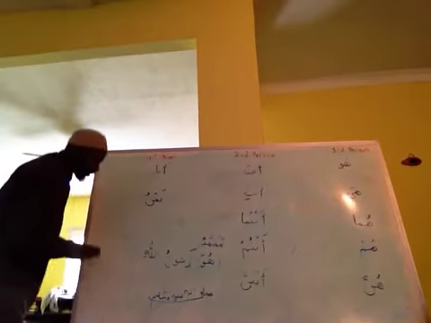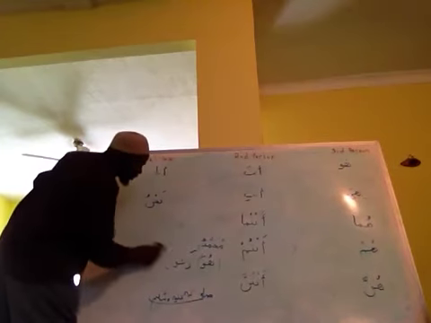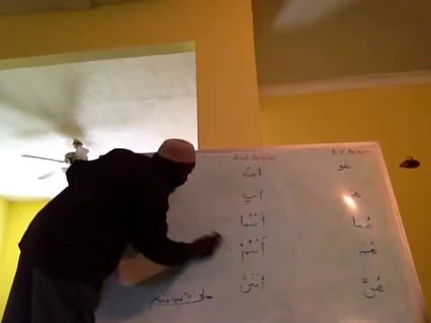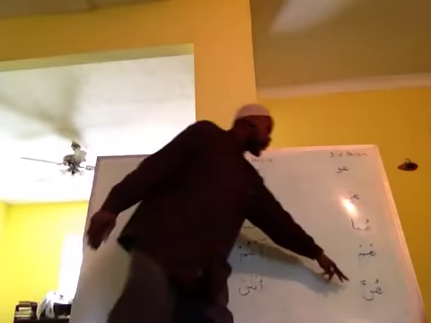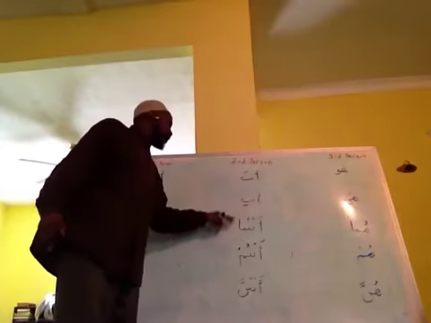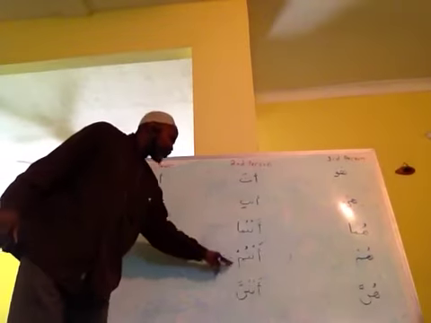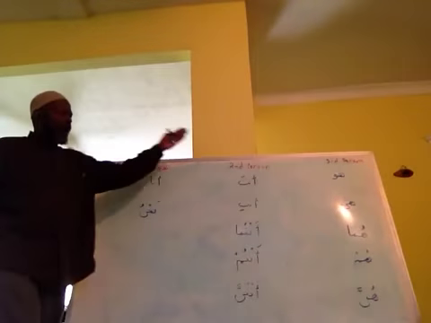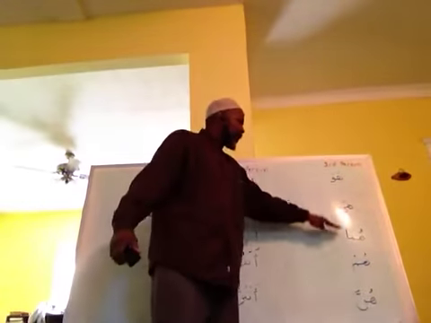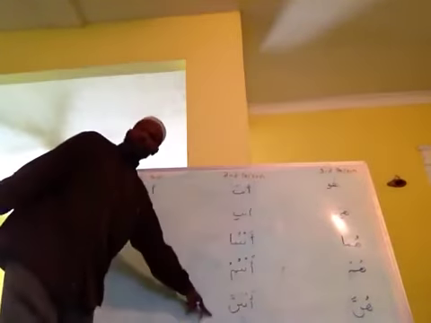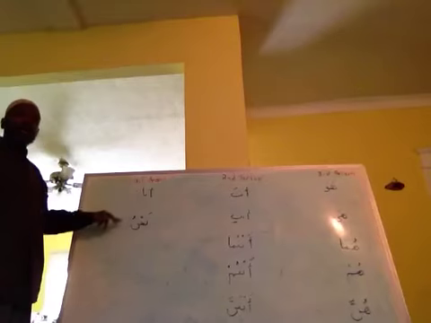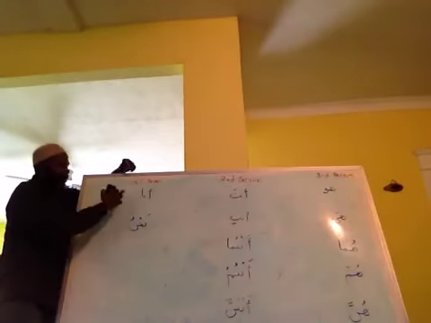Okay? All right? So we have the pronouns: huwa, hiya, huma, hum, hunna; anta, anti, antuma, antum, antunna; ana, nahnu. We have the meanings: he, she, them, you, I, we. Make a note about this here.